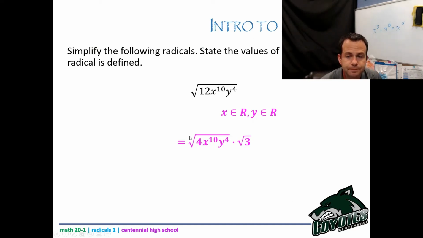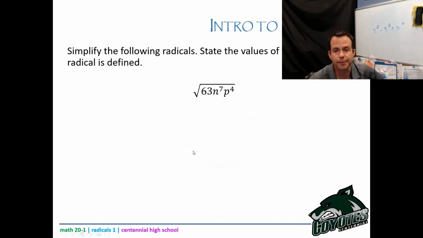Okay, now I actually take the square root. So the square root of 4 is 2. The square root of x to the 10 is x to the 5. You're just dividing that exponent, right? And the square root of y to the 4 is y to the 2. Okay, so I end up with 2x to the 5, y to the 2, root 3.